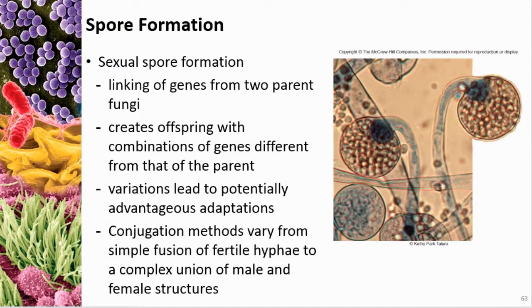Conjugation methods, meaning how the 2 get together, so to speak, vary from simple fusion of the cells to extending these fertile hyphae with female and male structures, almost like, gosh, do I dare say, having sex? That's technically not a scientific term. It would be intercourse, I suppose. Anyway, something along those lines.